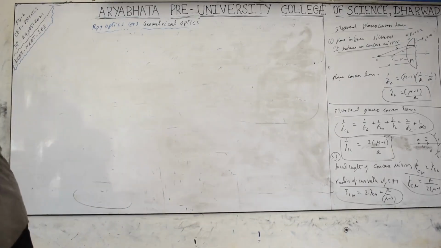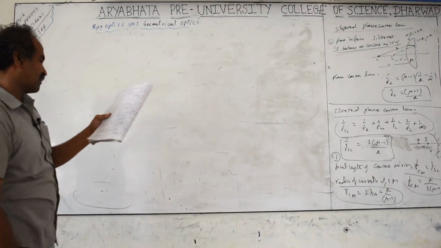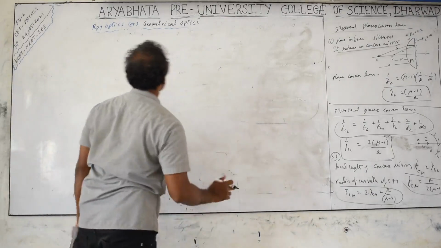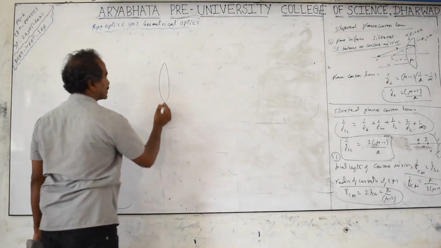Next question is, two similar plano-convex lenses are combined together in different ways. What is the ratio of the focal length? If you cut the lens, what happens? Cutting of the lens first, let us check. If you have taken the lens like this.